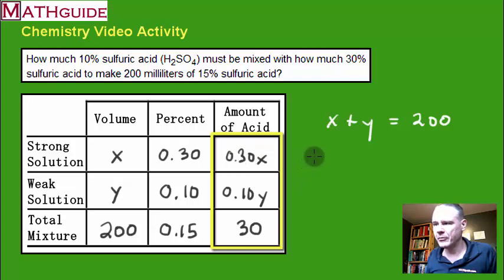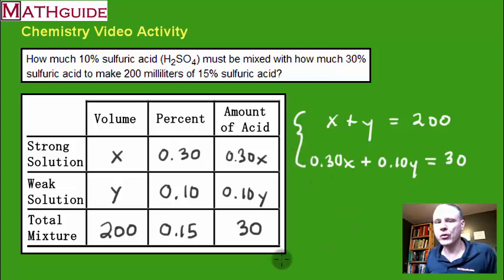So we're going to take the 0.30x plus the 0.10y equals 30. And you can see now we have a system of equations. At this point in your mathematical career, you have been exposed to systems of equations. There's numerous ways to solve this system.